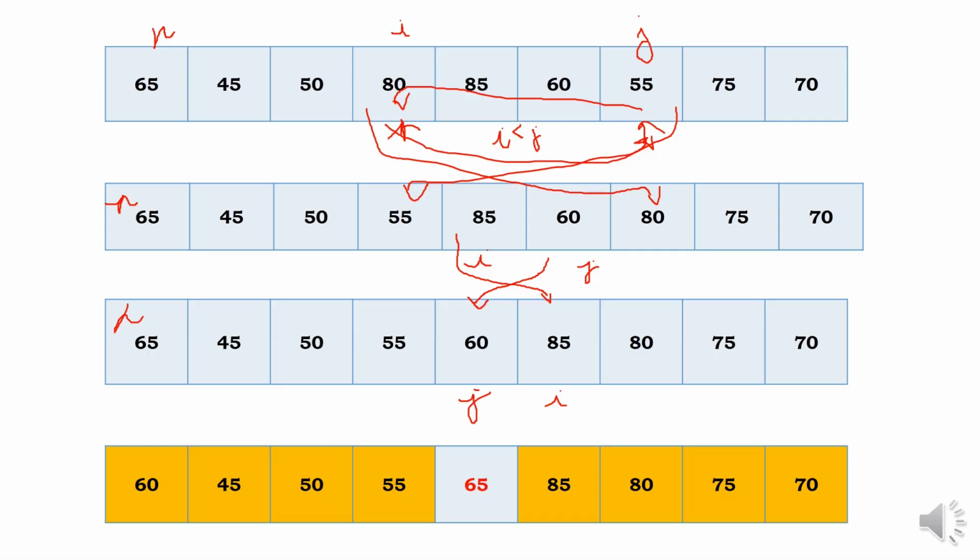Now let us see how the scan works. Now left to right scan. I is pointing to an element which is larger than 65. So scan stops. J is pointing to element 60, which is lesser than 65. So right to left scan also stops. Now when it stops, we observe that I has become greater than j.